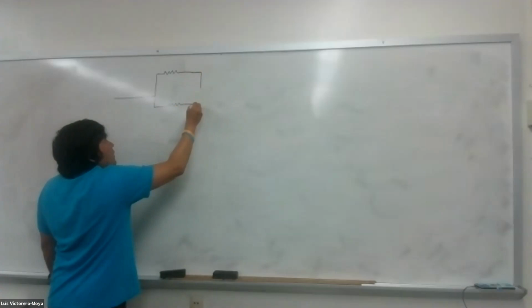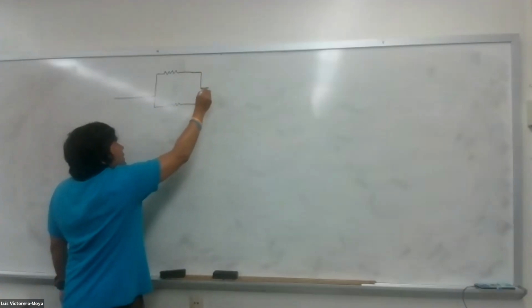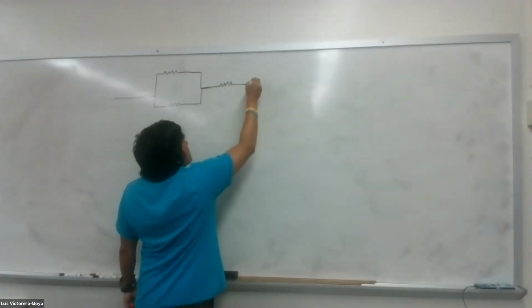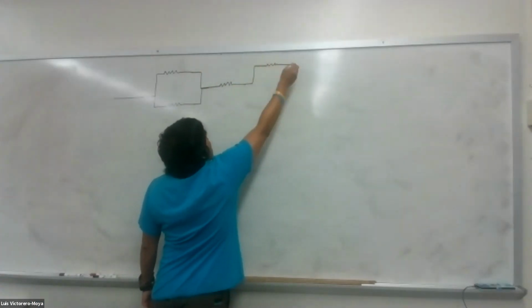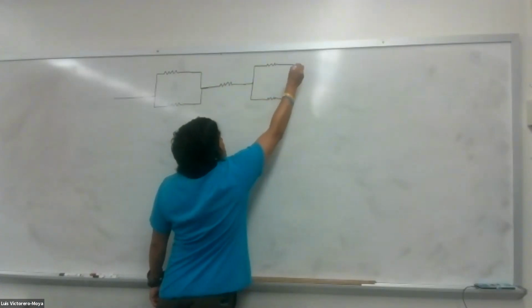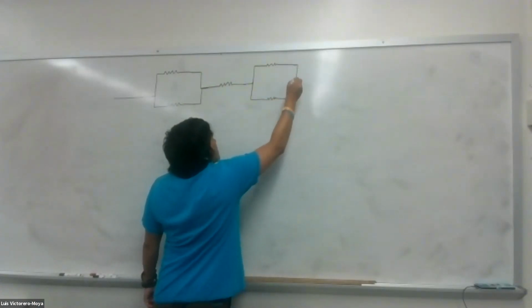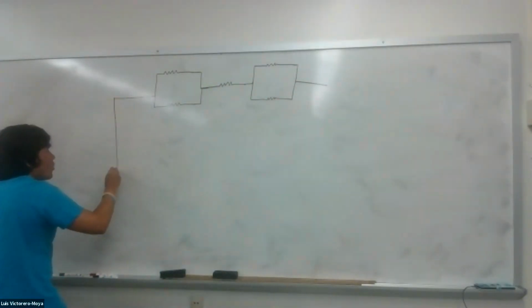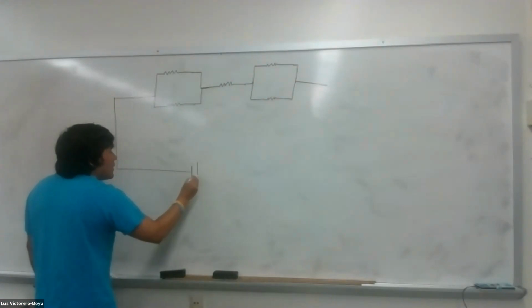So here I'm doing a circuit now. Again, I'm going to put a resistor here in between, like that, like that. And it's all going to be connected to a battery here.